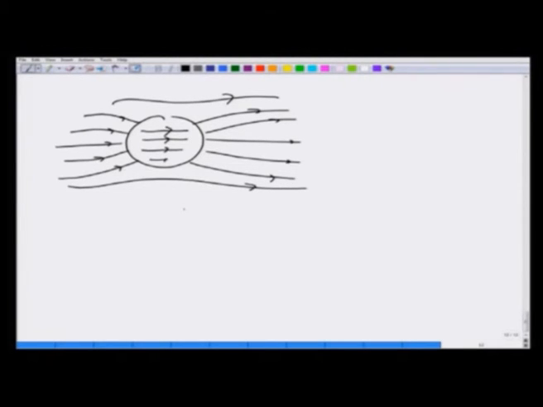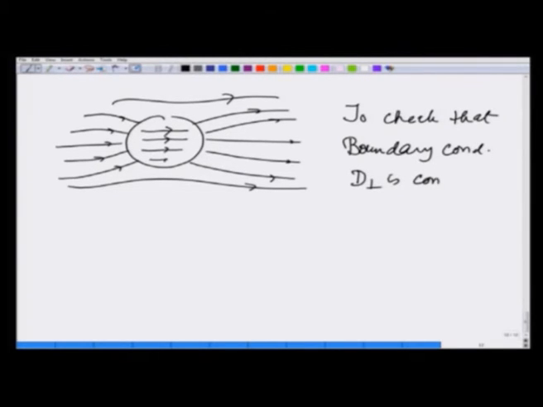So, this is one way we have solved the problem. I will leave it for you to check that boundary conditions, that D perpendicular is continuous and E parallel is continuous, are satisfied.